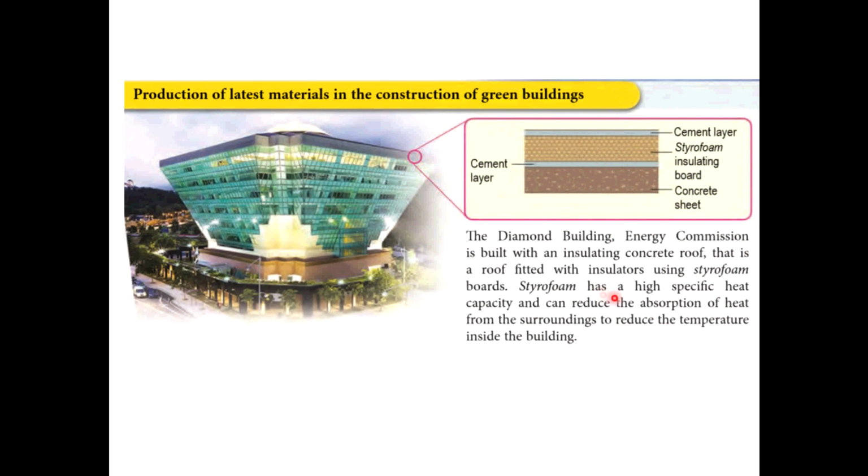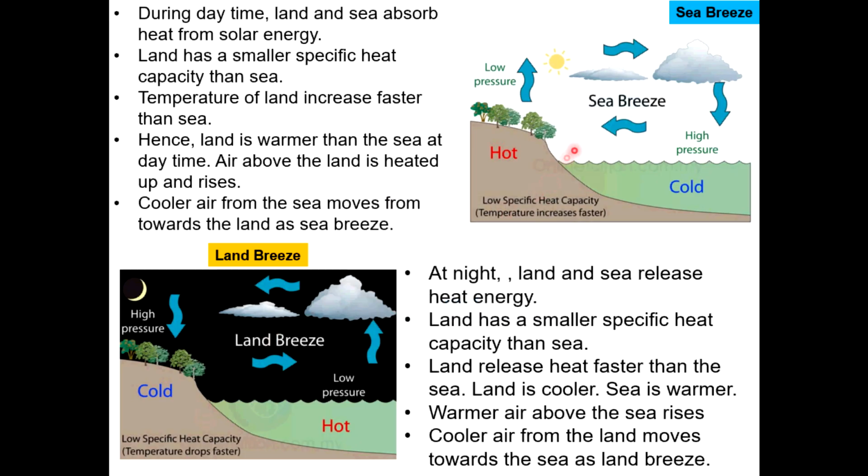Styrofoam is a material that has high specific heat capacity, which means it will heat up slower. So it means that styrofoam needs to absorb more heat to increase the temperature by 1 degree Celsius. This is the use of higher specific heat capacity material. Natural phenomena, sea breeze and land breeze, can also be explained by using specific heat capacity.